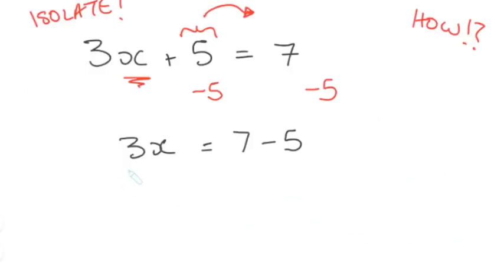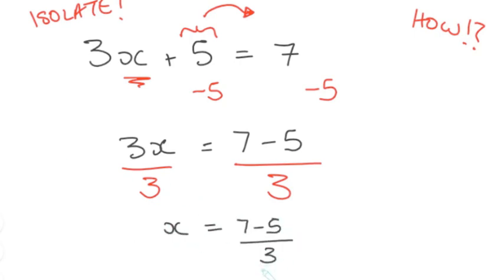So we'll divide the left-hand side of the equation by 3, and then, can you tell me what we'll do? Yep, you got it. We'll divide the right-hand side by 3 as well to maintain equilibrium, and then end up with x = (7 - 5) / 3.